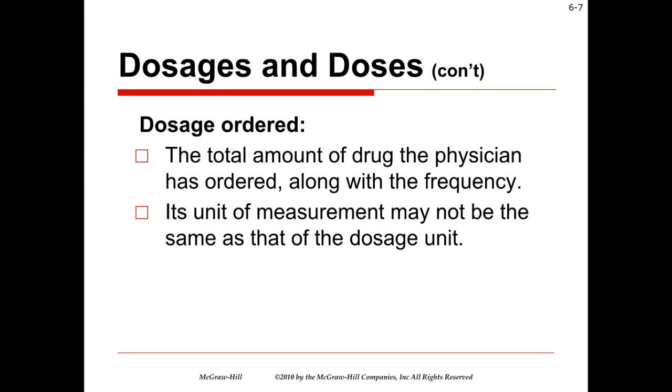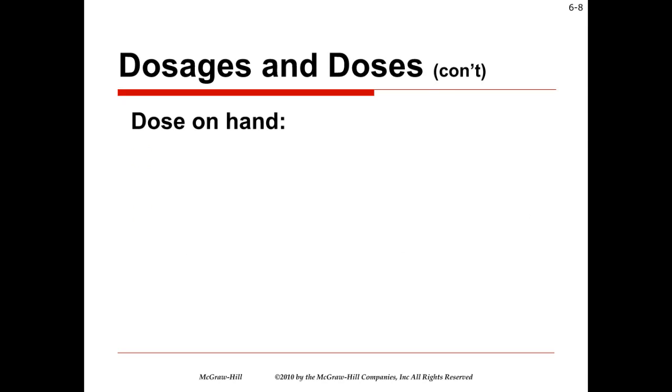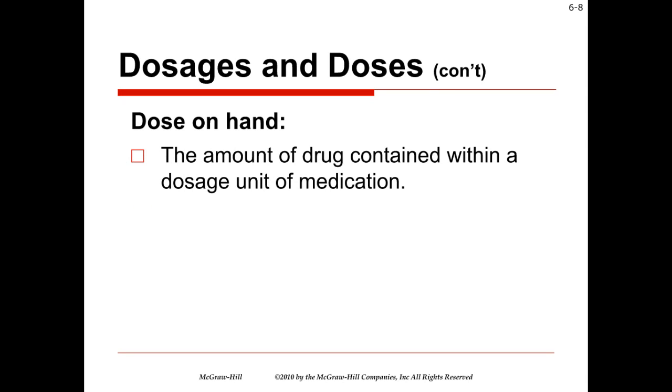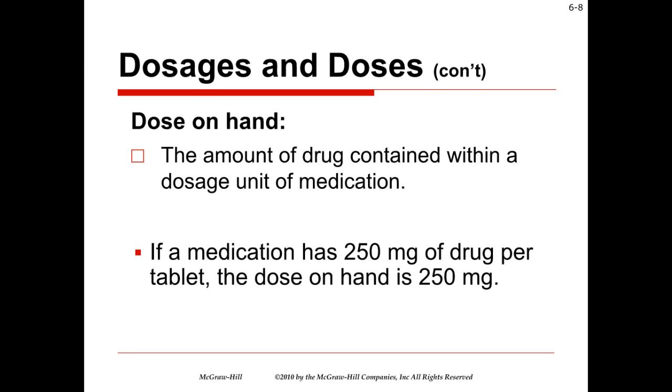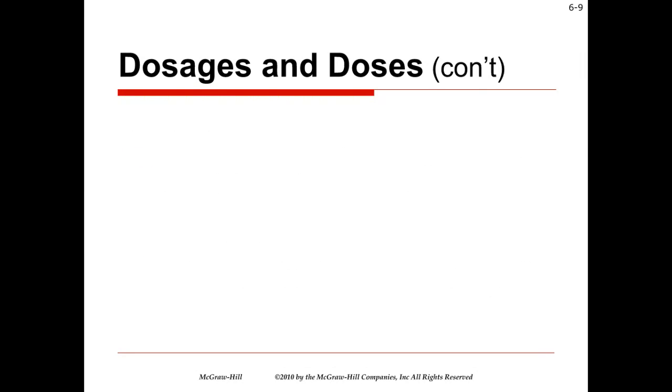It's going to be in milligrams, micrograms. So remember, whatever our dosage is, our ordered dose has to be the same as our unit dose. And unit dose is what we have on hand. Dose on hand is the amount of drug contained within the unit dose. Sometimes it's referred to as a unit dose, sometimes as supply on hand or dose on hand. So if a medication has 250 milligrams of a drug per tablet, then the dose on hand is 250 milligrams per tablet.